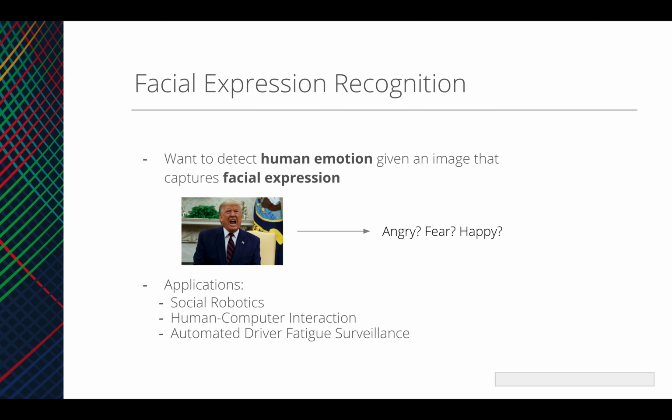An important aspect of human communication is body language. Tone and emotion can completely change the meaning of what someone is saying. This is especially important for social robotics and human-computer interaction. A more niche application might be something like driver fatigue surveillance.